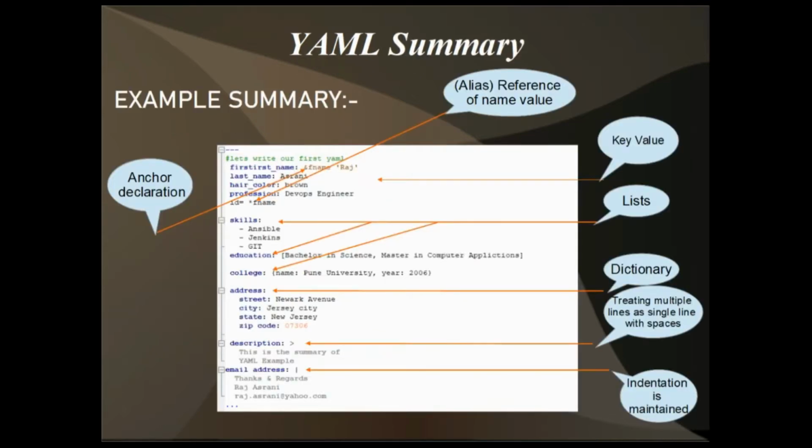So now let's have a quick summary of what we have discussed. Here is the YAML file which has the key value pair, which has an array, which has a dictionary, it has multiple lines declared in the description, and a couple of other things in this.